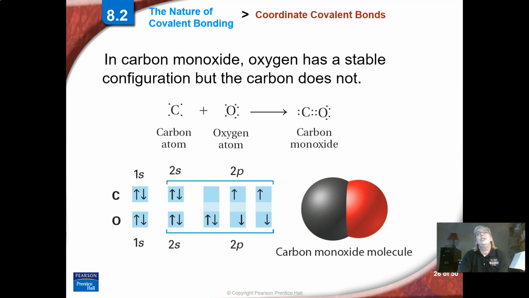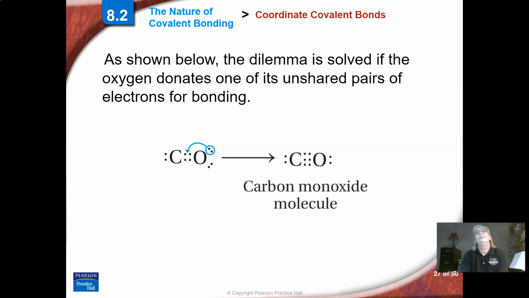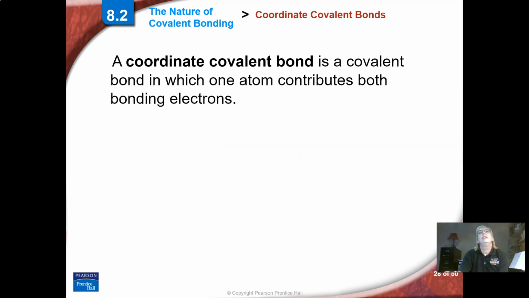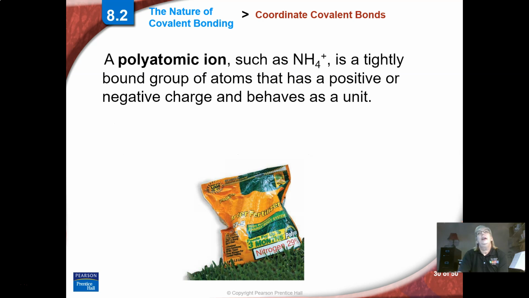Let me move on from this. It's just showing another double bond. And sometimes we have to move electrons to another place to get everything to be balanced out. I'm going to move on from here, but I also want to talk to you guys about polyatomics. These are the ones I'm wanting you to memorize. And so polyatomic is covalently bonded together, but the overall molecule has a charge to it.